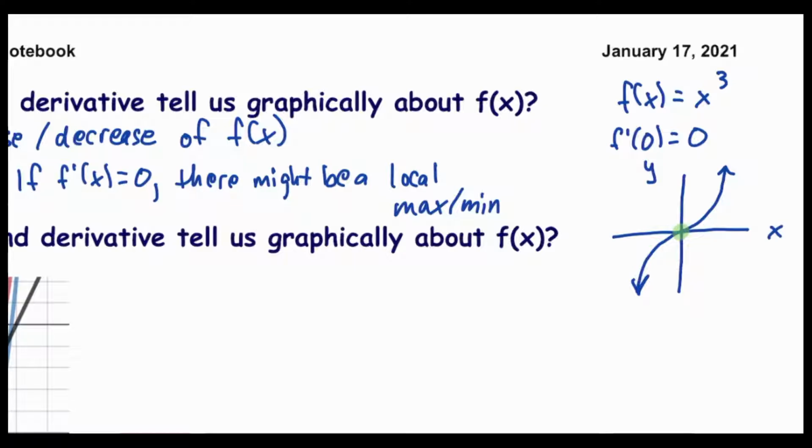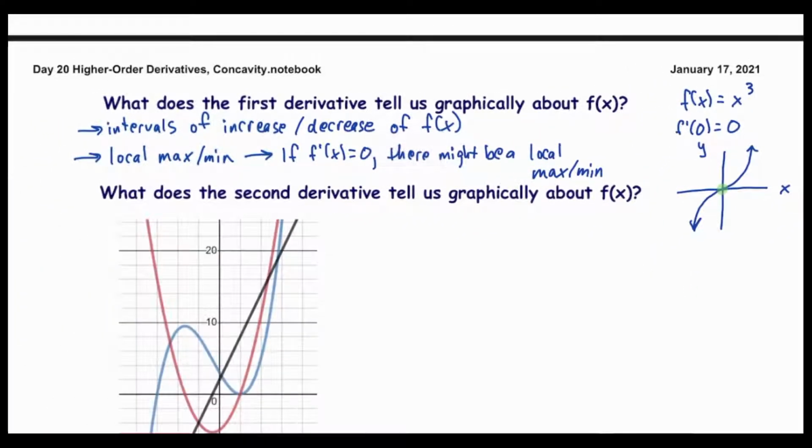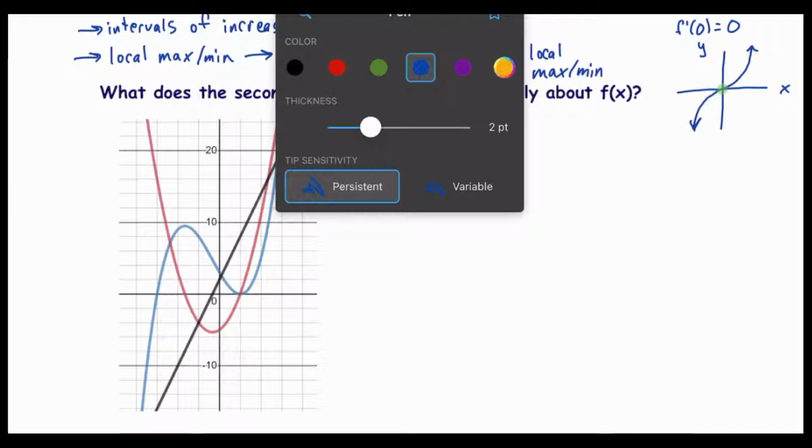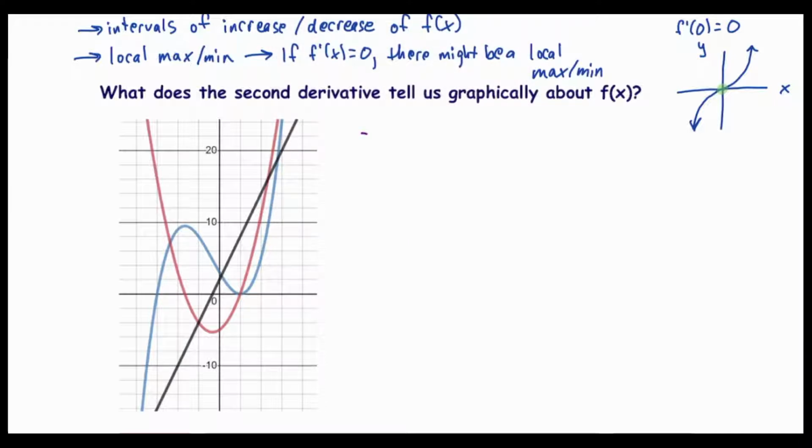The slope of our graph is briefly 0 at that point there. I could have drawn that a little better, but it's not a local max or min. All right, what does the second derivative tell us graphically about f of x? Well, that's where we just learned our two new terms. So it's going to tell us the concavity. Is it curving up or is it curving down?